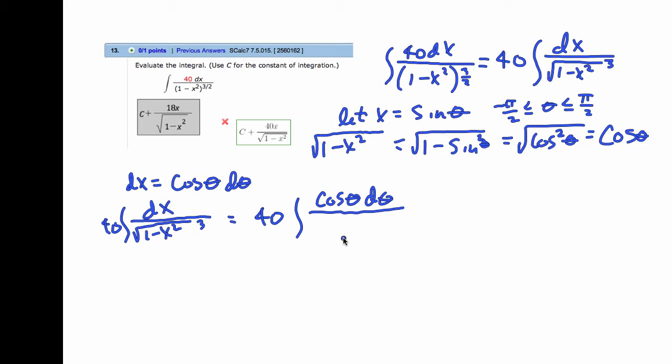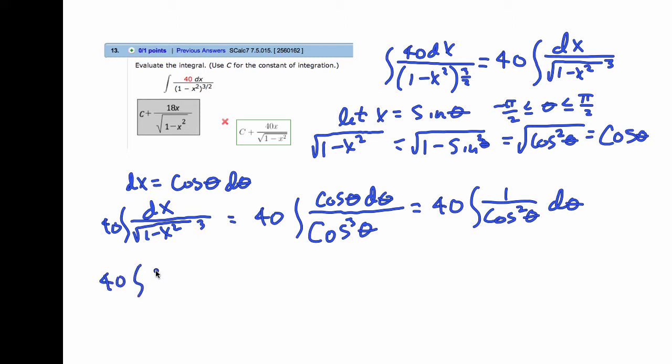And then the square root of 1 minus x squared cubed, well, the square root of 1 minus x squared is just the same as cosine theta. So we can write that as cosine cubed theta. One of these cosines is going to cancel, so we're going to wind up with 40 times 1 over cosine squared theta d theta. But we recognize 1 over cosine squared theta to be secant squared. So now we have 40 secant squared theta d theta.